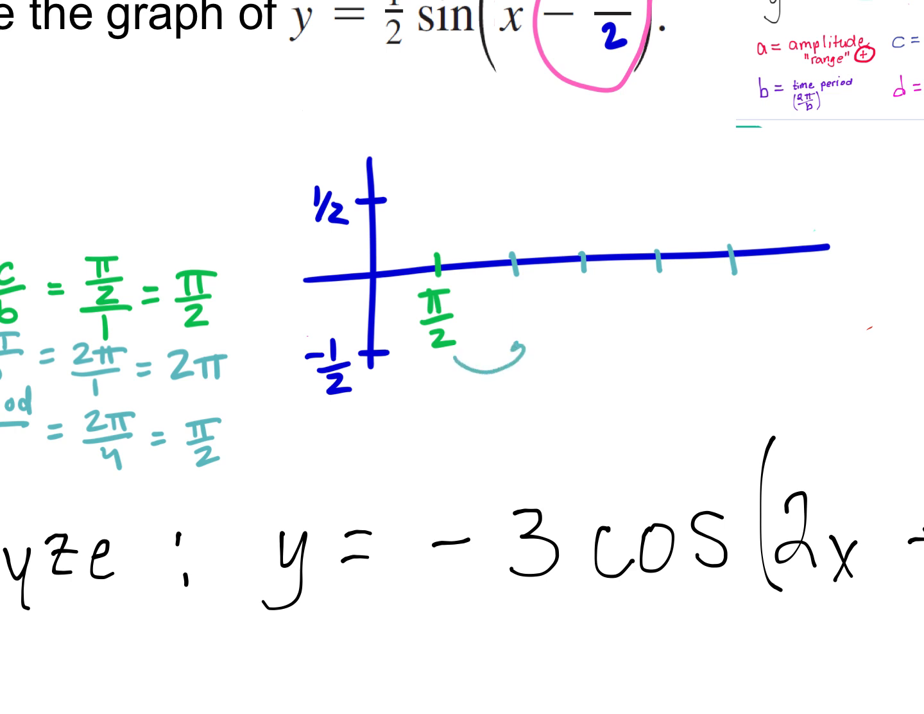So to go to my next tick mark, I need to add an increment to it. So I'm going to add pi over 2. Whatever the increment is, that's what we're going to add. We're going to add another pi over 2. To get to the next one, add another pi over 2. To get to the last one, we're going to add another pi over 2.